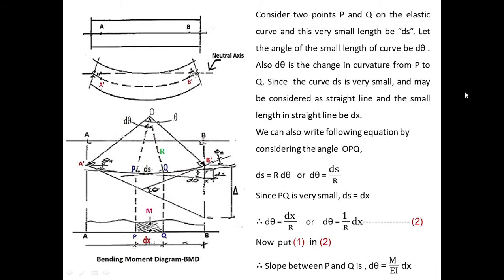Now consider any 2 points P and Q on the elastic curve. After the deflection, you will have an elastic curve, so this A dash B dash is an elastic curve. In this curve, you are considering a small length PQ, the small curve length ds. The radius is R. The angle between P and Q is d theta.